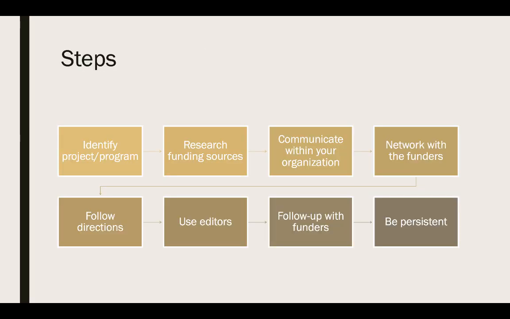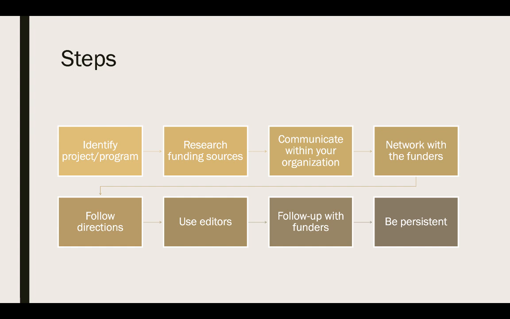There are a few steps we're going to highlight here in the grant writing process. There are also steps after we have a grant funded in terms of maintaining that grant. But in the application process, we'll highlight 8 steps. One is to identify the project, the program that you want to have funded. Two, we're going to research where that funding may come from.